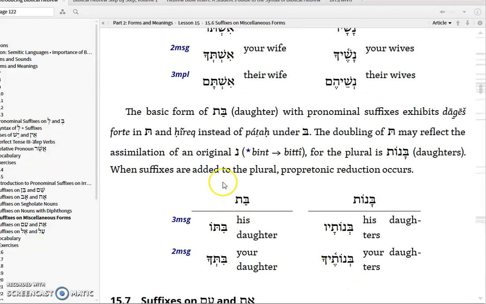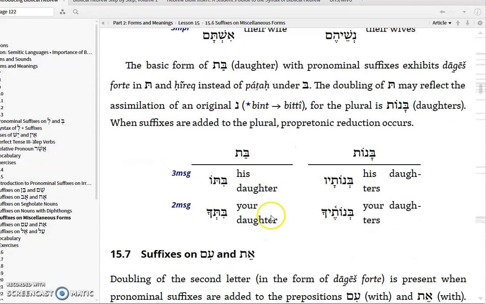Daughter is bat. Always remember that because I had daughters and they drove me batty. But daughter is bat, and with predominant suffixes, it does a strange thing. It gets a doubling. A part of the reason is that the original root was bet noon hay, banah, to build, and that noon comes back in the form of an assimilated noon in the suffix forms, and so you end up going from bat to bito.